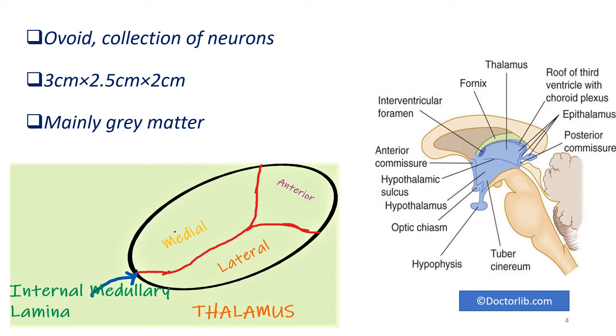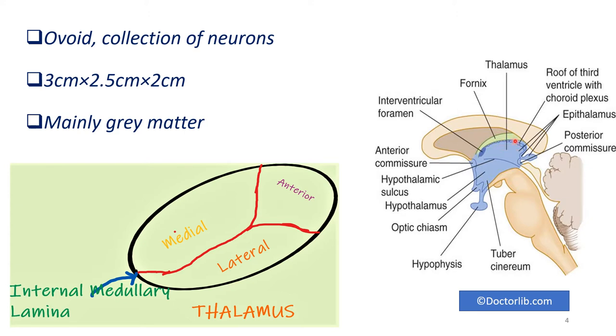So now we are clear about the different divisions of the thalamus. Let me recap. The anterior end is below and behind the interventricular foramen. The posterior end is expanded and is known as the pulvinar. It lies just above and lateral to the superior colliculus. Inferiorly it is separated from the hypothalamus by the hypothalamic sulcus. Medially, it forms the boundary of the third ventricle. The two thalami are connected to each other by the interthalamic adhesions, in which the midline nuclei are present.